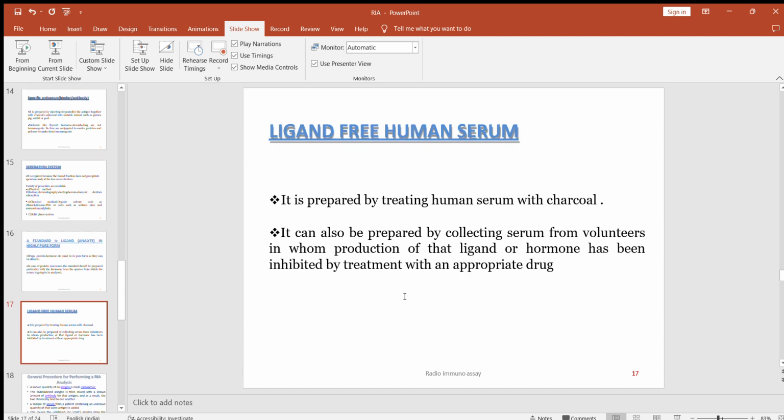Next one is the ligand-free human serum. It is prepared by treating human serum with charcoal. It can also be prepared by collecting serum from volunteers in whom production of that ligand or hormone has been inhibited by treatment with an appropriate drug.